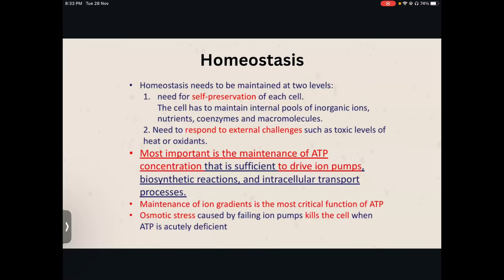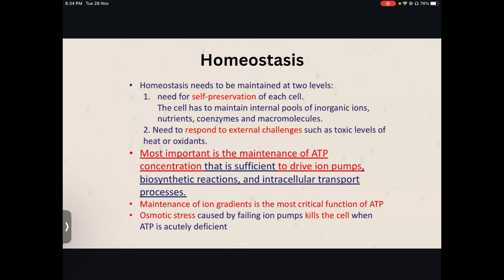Now, you don't need to worry about this too much. This is just an overview of generally homeostasis and hormones. So homeostasis needs to be maintained at two levels, okay? The self-preservation of each cell. So cells have their own needs and requirements, what energy they need, the ions, the nutrients, the enzymes and all of that. So it can happen at the cellular level and also to respond to external challenges such as toxic levels of heat or oxidants. So homeostasis pretty much maintains these things in balance.